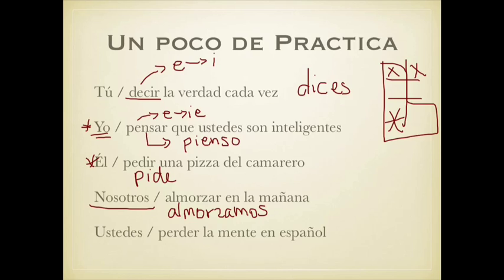En la mañana. Ustedes perder la mente en español. We know that this one is a stem changer from E to IE. So because it's ustedes, we know that it's going to fall within the boot. So it becomes pierden. Good job. I hope you did well.